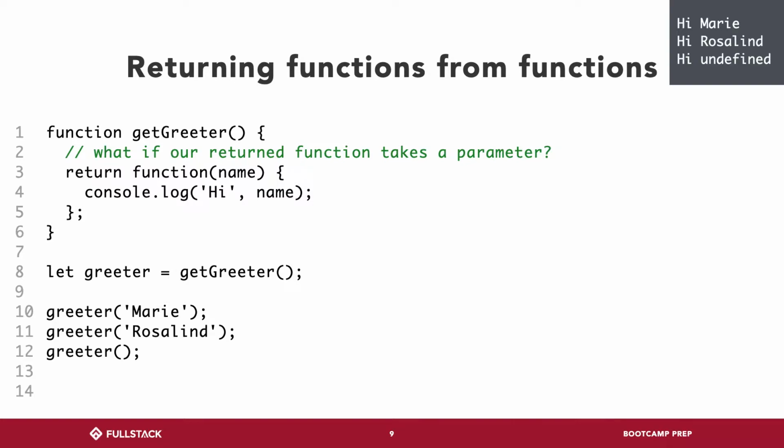However, greeter is assigned to the return value of getGreeter because it's assigned to getGreeter invoked. So the return value of getGreeter is this function, and this function does handle a name parameter. So we pass in to greeter, Mary and Rosalind, and we get hi Mary, hi Rosalind. And then we don't pass in anything, and we get hi undefined, because if you try to access a parameter and you didn't pass in an argument, then that parameter is set to undefined by default. Right? Cool.